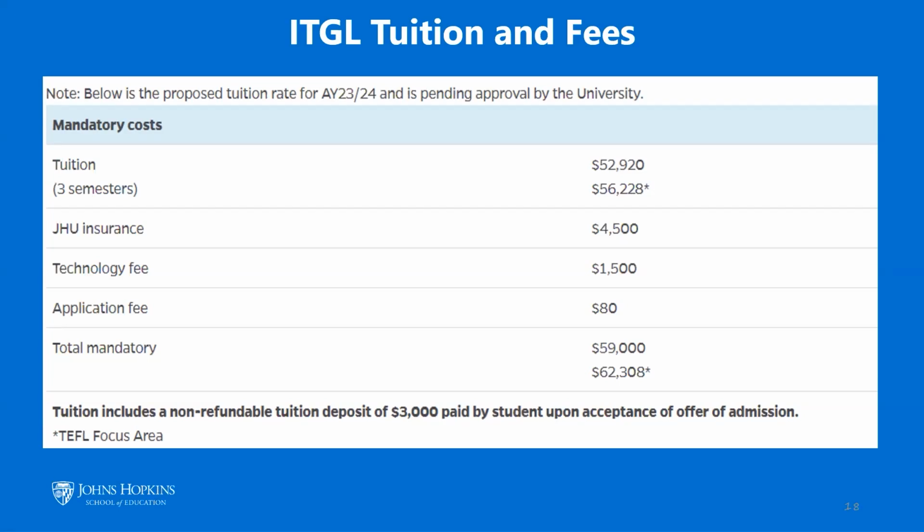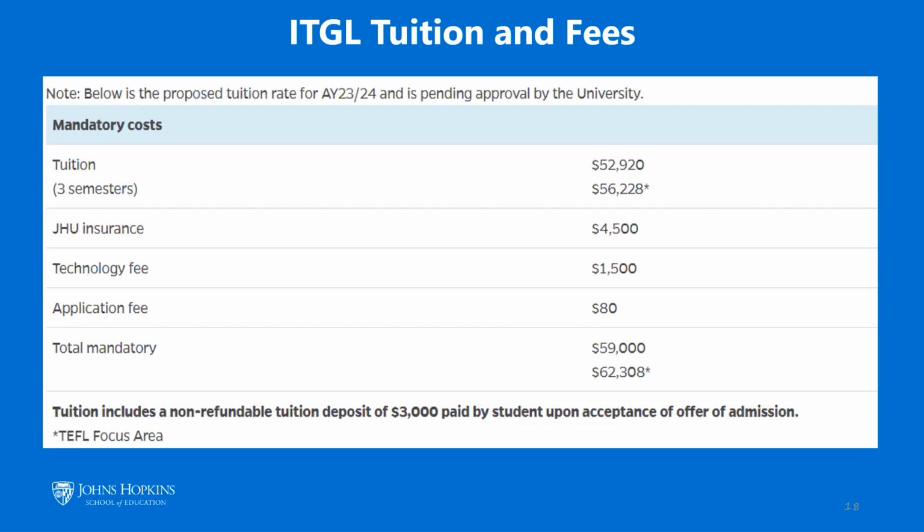All students on an F1 visa at Johns Hopkins University are required to purchase the Johns Hopkins University insurance. That insurance will be billed separately to your student account. Half of it would be billed in the fall, half of it would be billed in the spring. The amount you see here is an estimate, so it goes up each year. So this estimate is for the next academic year, $4,500.